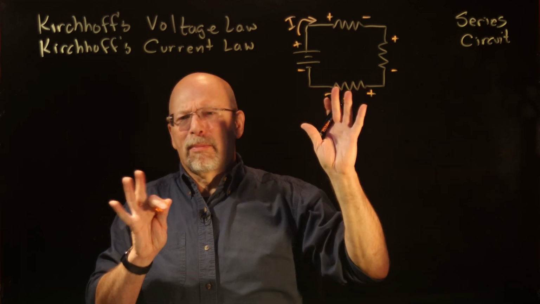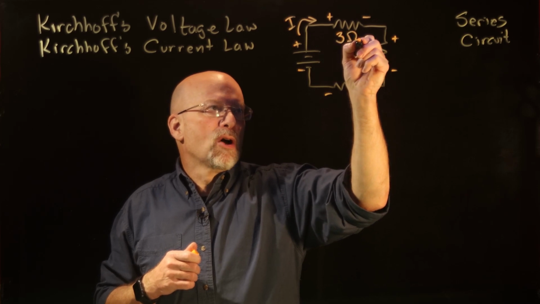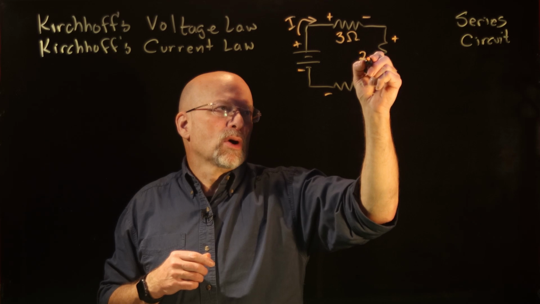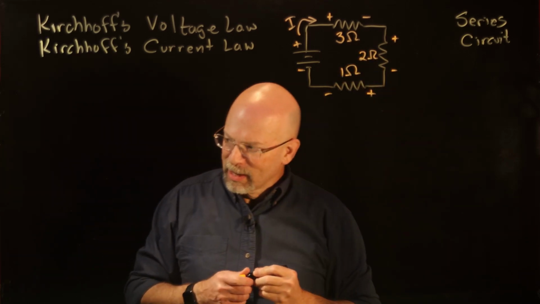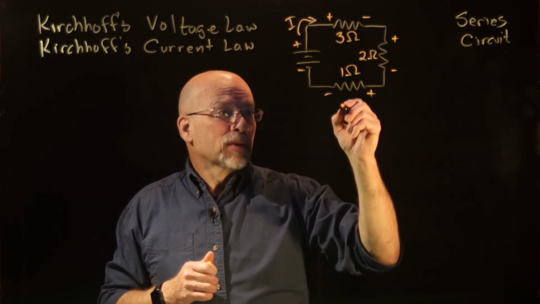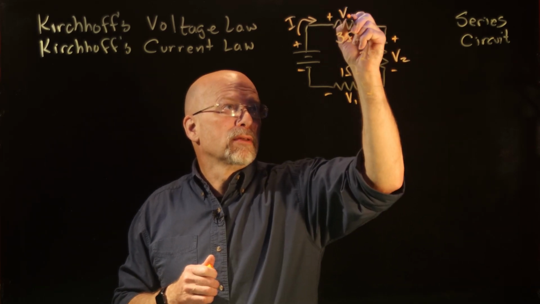So let's just come up with some resistance values here. How about 3 ohms? How about 2 ohms? And how about 1 ohm? Now, these voltages that I've got, I'm just going to label them V1, V2, and V3.